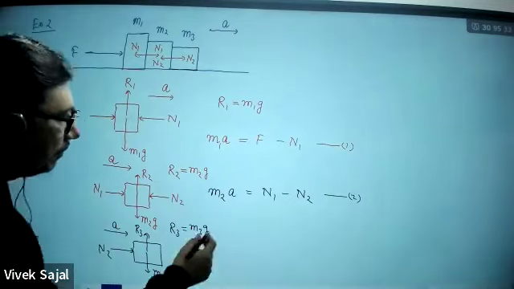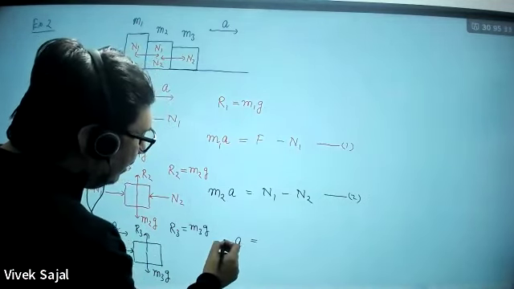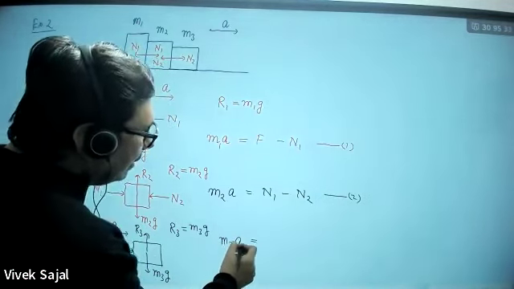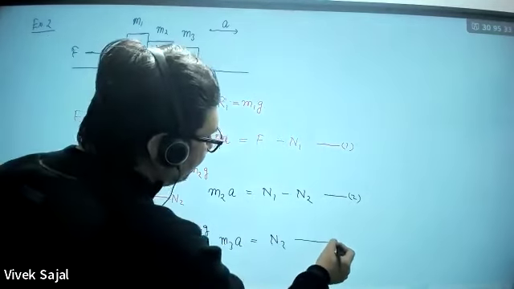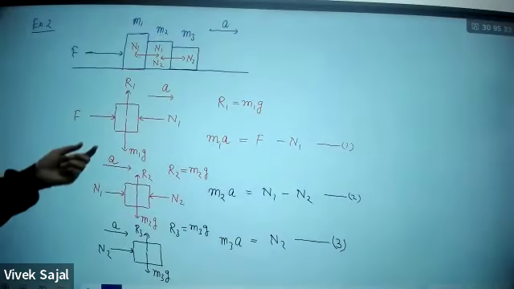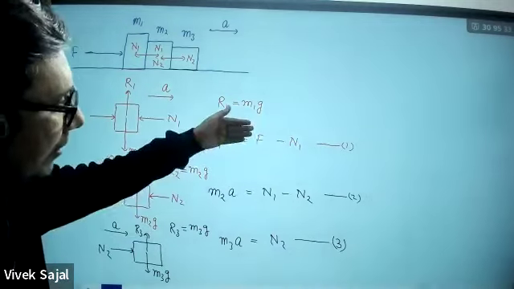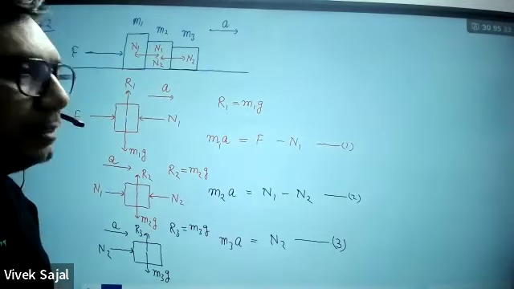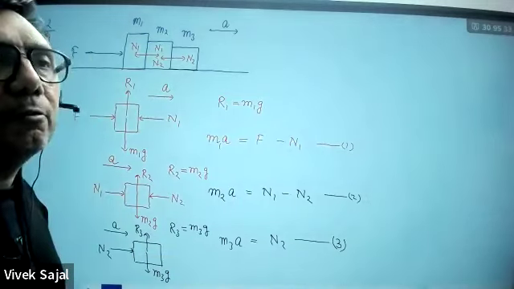So what will it be? Acceleration will be A for the mass M3. And who is causing this? That is N2. So from here, with the help of these free body diagrams, you have written three equations. These are three equations, and we have written them according to the equation of motion.